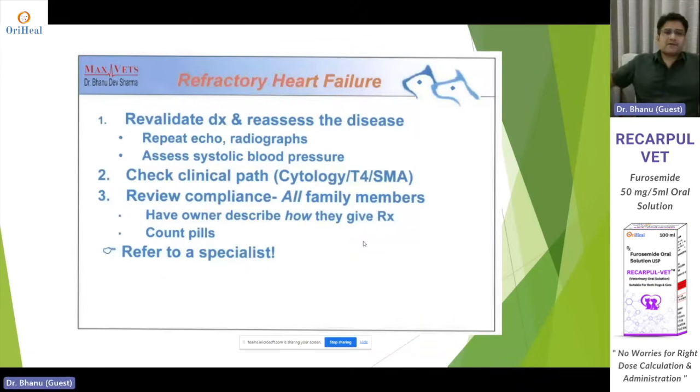For refractory heart failure, you have to revalidate the differentials. You have to assess the disease again. You repeat the echocardiography, radiographs, check the blood pressure again. You have to check the thyroid levels. You have to do cytologies. You have to again basically rework the whole treatment planning and diagnostic planning.